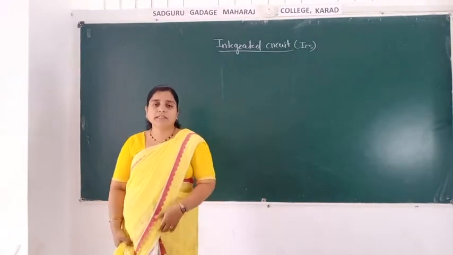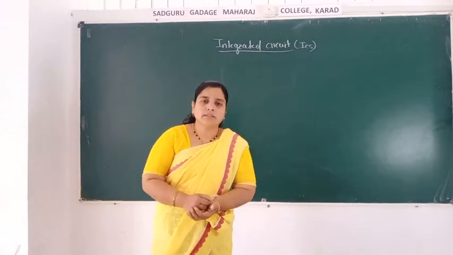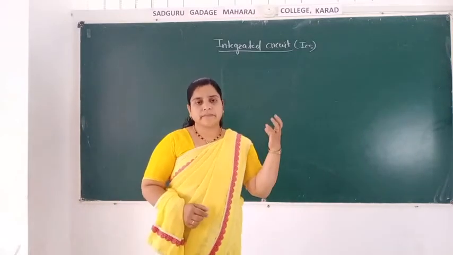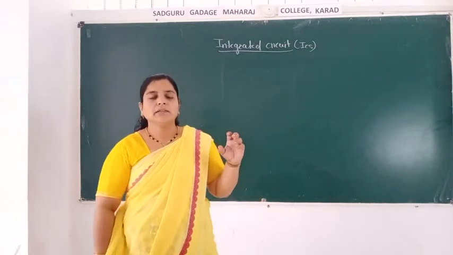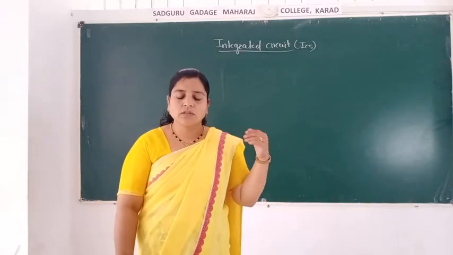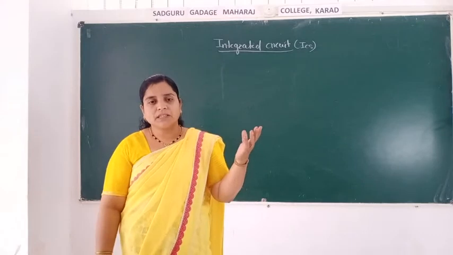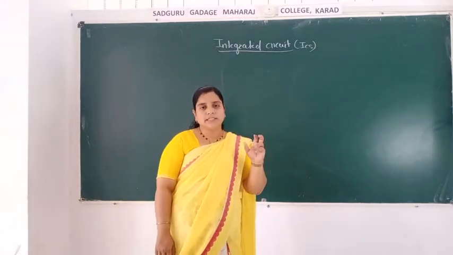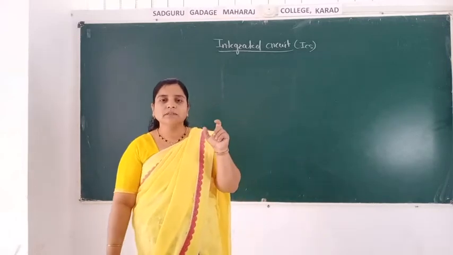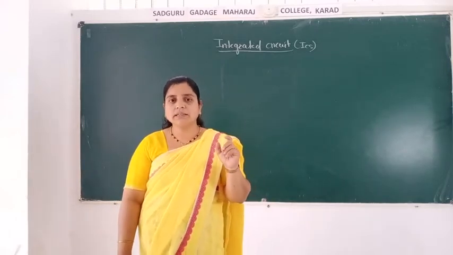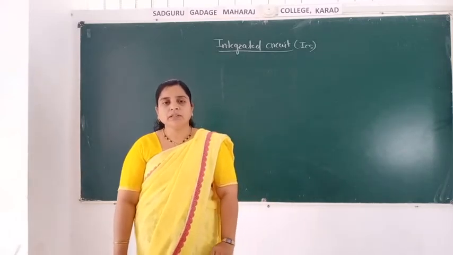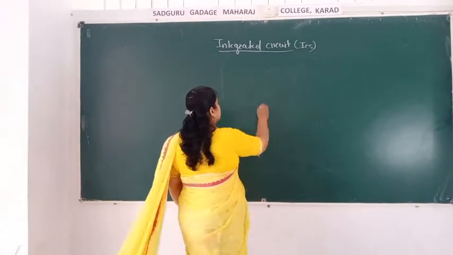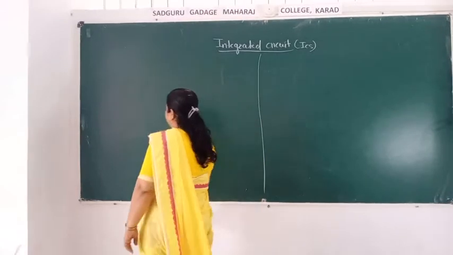Integrated circuit means nothing but all components are mounted. Thousands of capacitors or thousands of resistors, thousands of components are mounted on the chip, and that is inserted in one IC. It's called the integrated circuit. So in the previous lecture we have seen the IC 555.